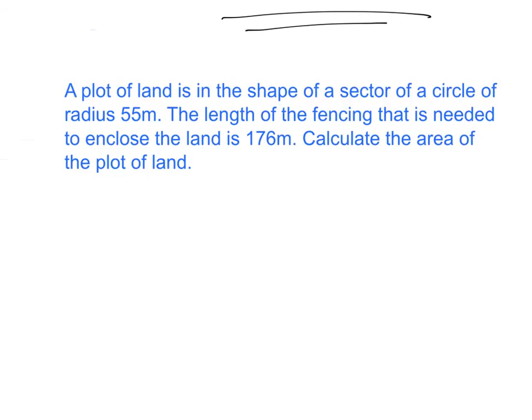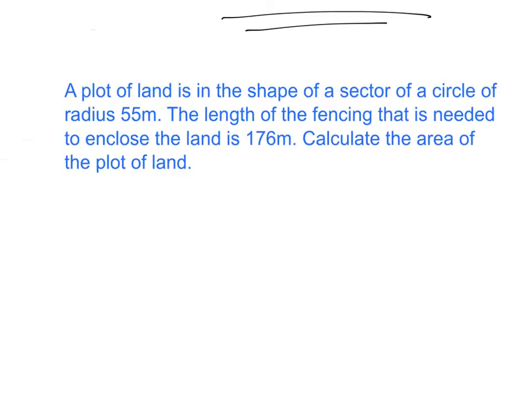This is a great example question. I love this. Okay, here we go. A plot of land is in the shape of a sector of a circle of radius 55 metres. Of course it is. All land comes in sectors. Anyway, the length of the fencing that is needed to enclose the land is 176 metres. Calculate the area of the plot of land.